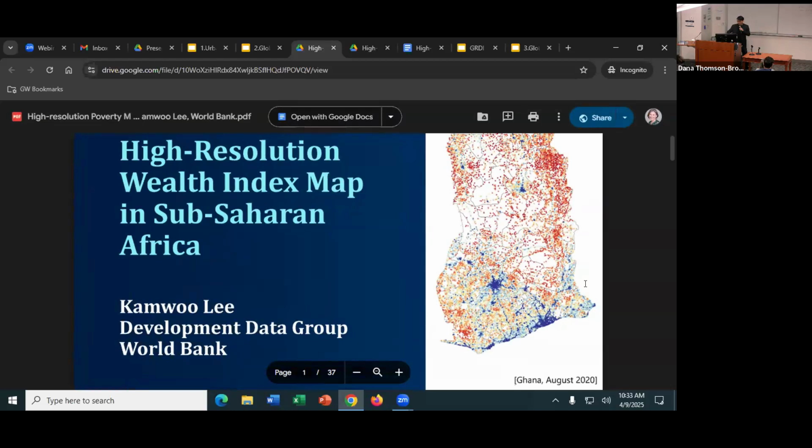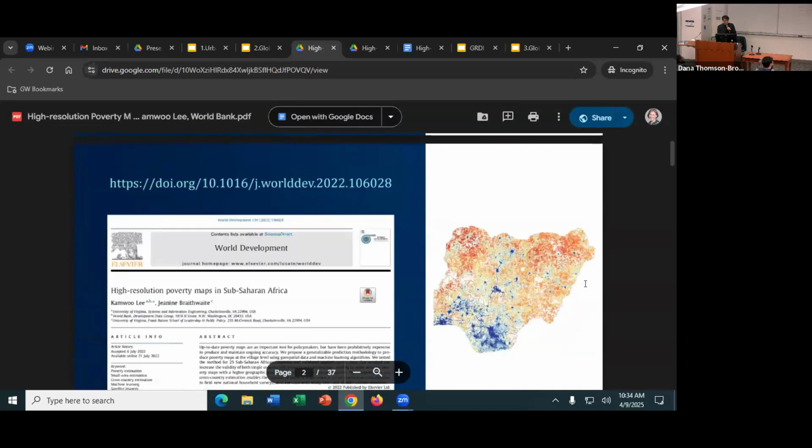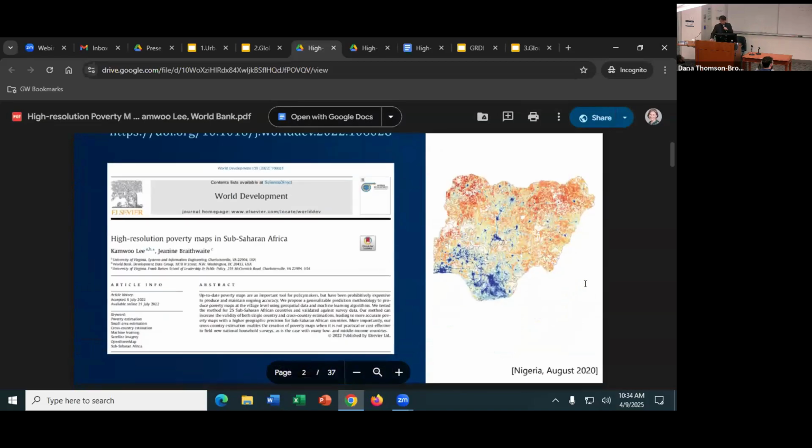I'm going to present my work on high-resolution poverty maps in sub-Saharan Africa. I put the resulting map on the right side of the slide, so you can take a look at it along the way. This research paper was published in November 2022, so it's a bit outdated, but I hope you can get any insight for your work.